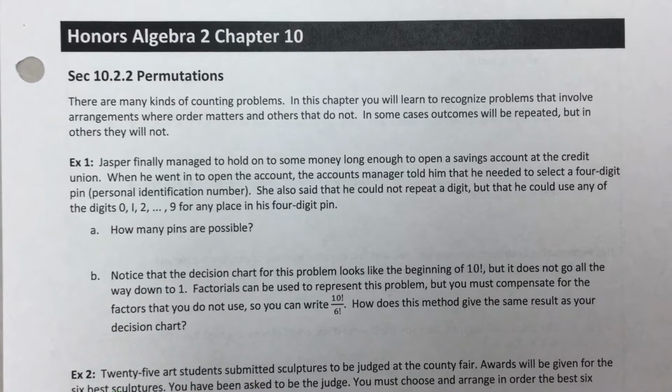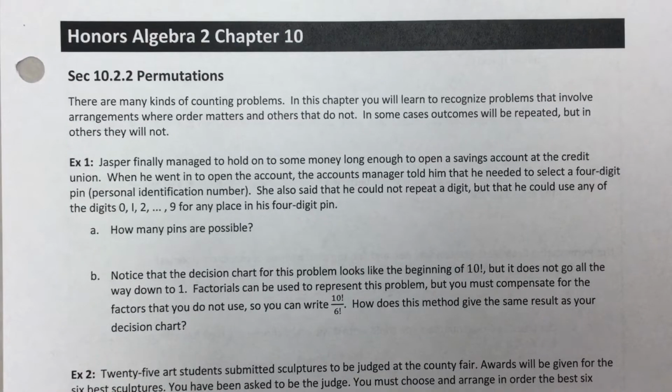So, for example 1, it says Jasper finally managed to hold on to some money long enough to open a savings account at a credit union. When he went to open the account, the manager told him he needed to select a 4-digit PIN, personal identification number. He also said that you could not repeat a digit, but you can use any of the digits 0 through 9 for any place in his 4-digit PIN. So how many PINs are possible?